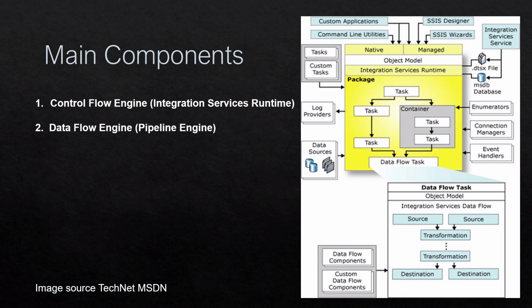Now take a look at the supporting elements of control flow. One is custom application on the top left corner. These are custom applications that run SSIS packages programmatically. The next is command line utilities. Without using UI tools like Visual Studio, we can run commands in the command prompt. Command line utilities enable that, with tools like dtexec and dtutil. We can use them to run and manage packages from the command prompt.